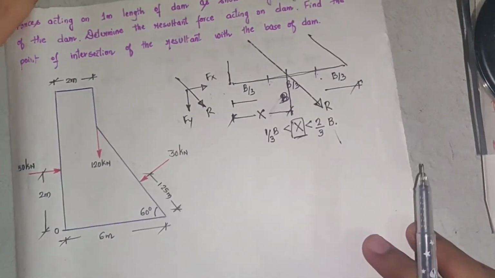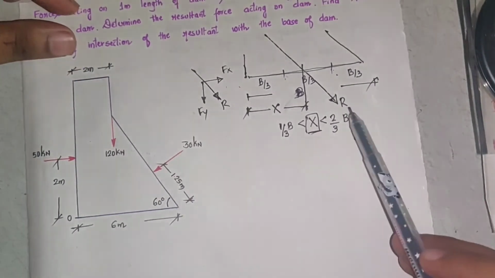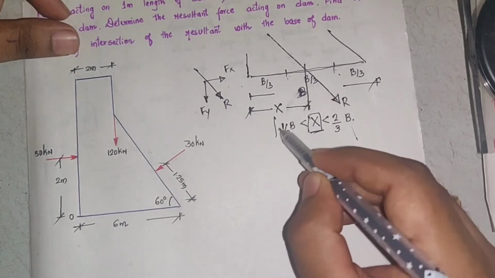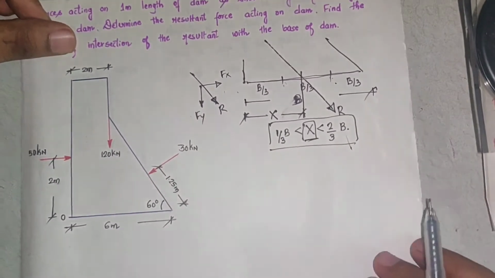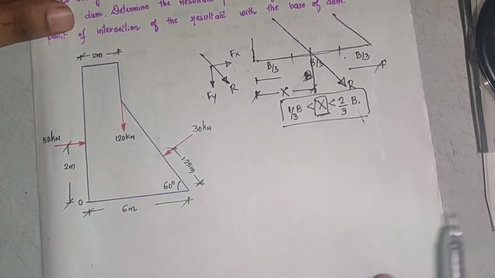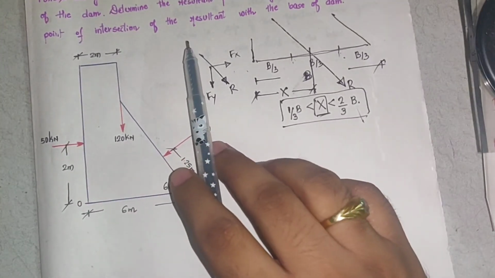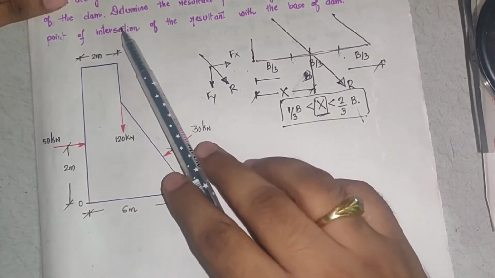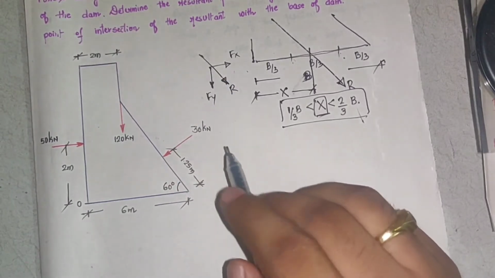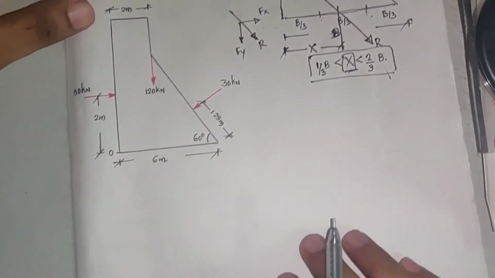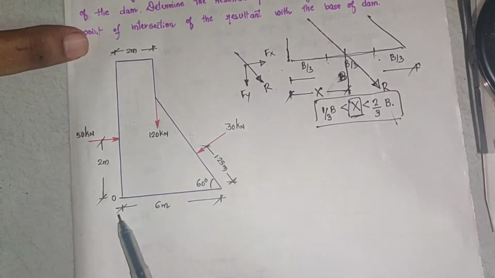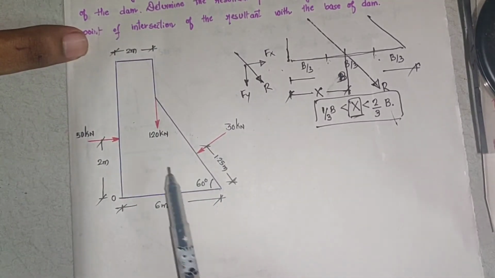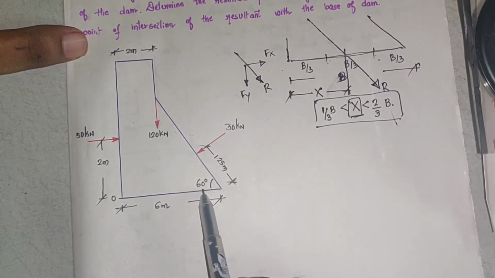I hope you have understood the explanation. So this is the condition to determine whether the dam is safe or unsafe. Now making use of this, in this problem we need to know whether the dam is safe or unsafe. How will we find that? We'll continue. If you see the dam here, the base width is 6 meter. The inclination given here is 60 degrees.